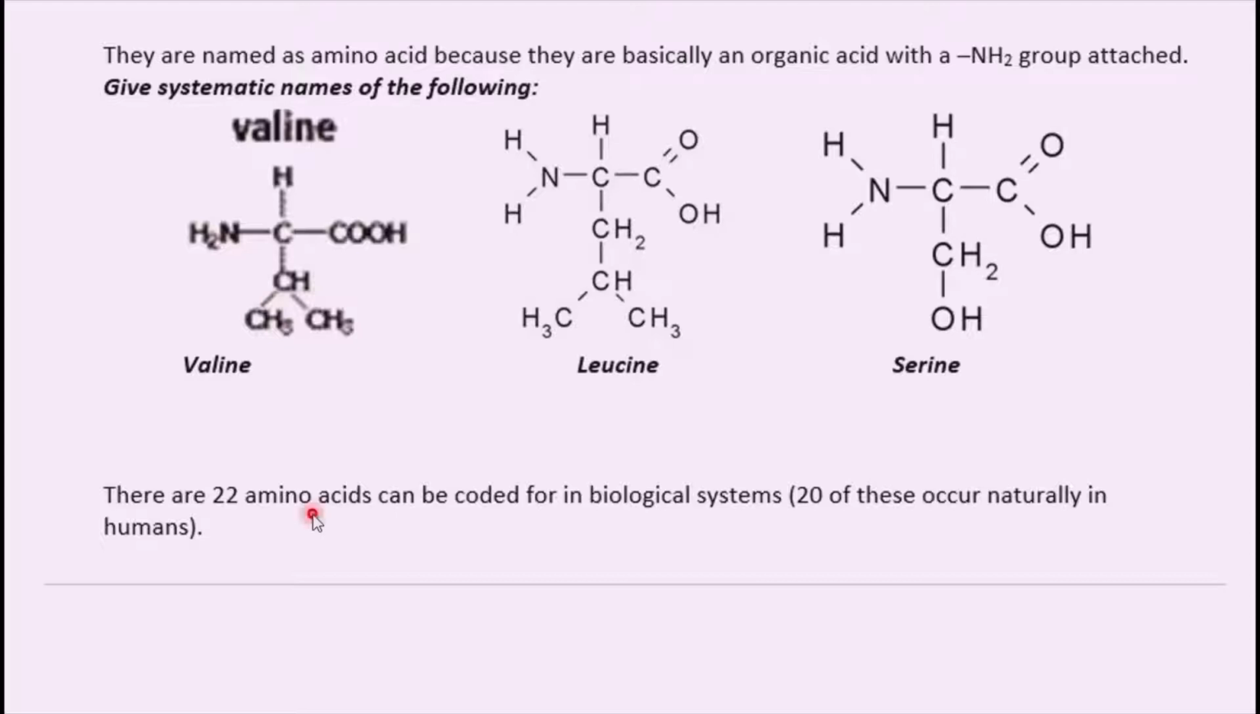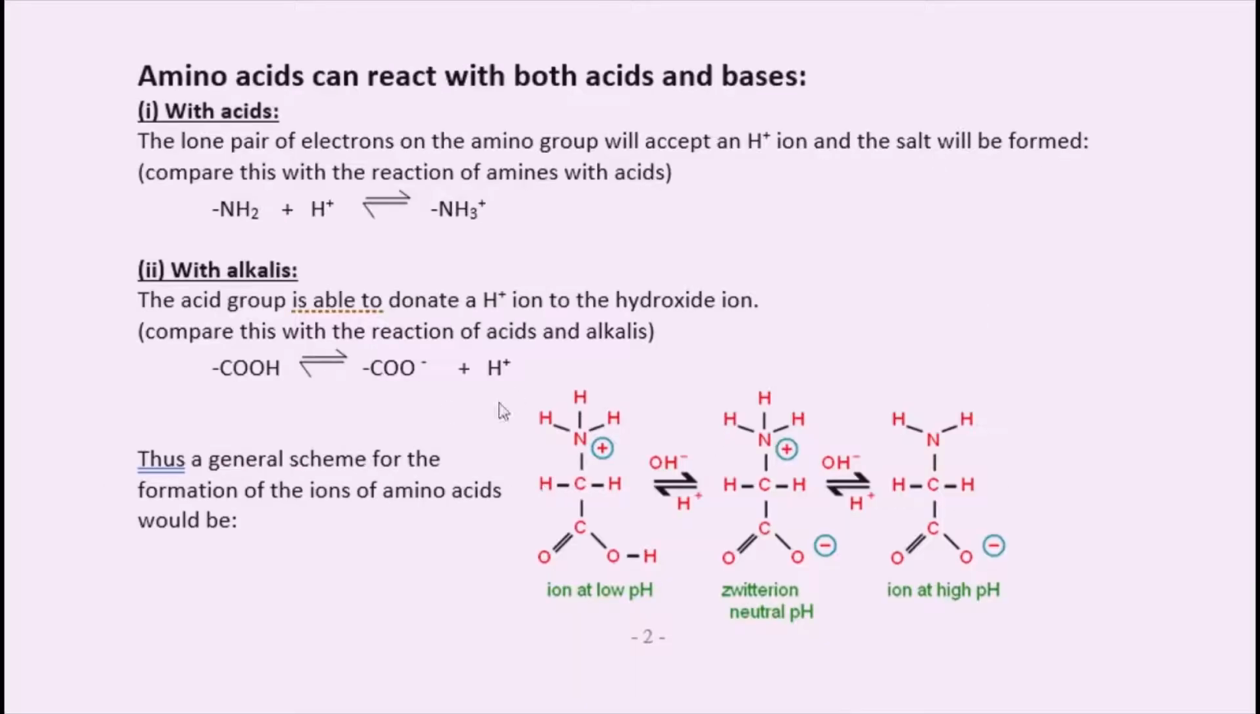In total in biological systems, 22 amino acids are coded for, and 20 occur naturally in humans. Amino acids you can think of as being chemicals, as we've had before. So they've basically got 2 groups. They've got an acid group, and they've got a basic group. The basic group's the NH2 group, the acid group's the COOH. Now what it means is that with acids, that NH2 group can add on an H+, become NH3+. With alkalis, they can lose their H+, the COOH can lose it and become COO-.